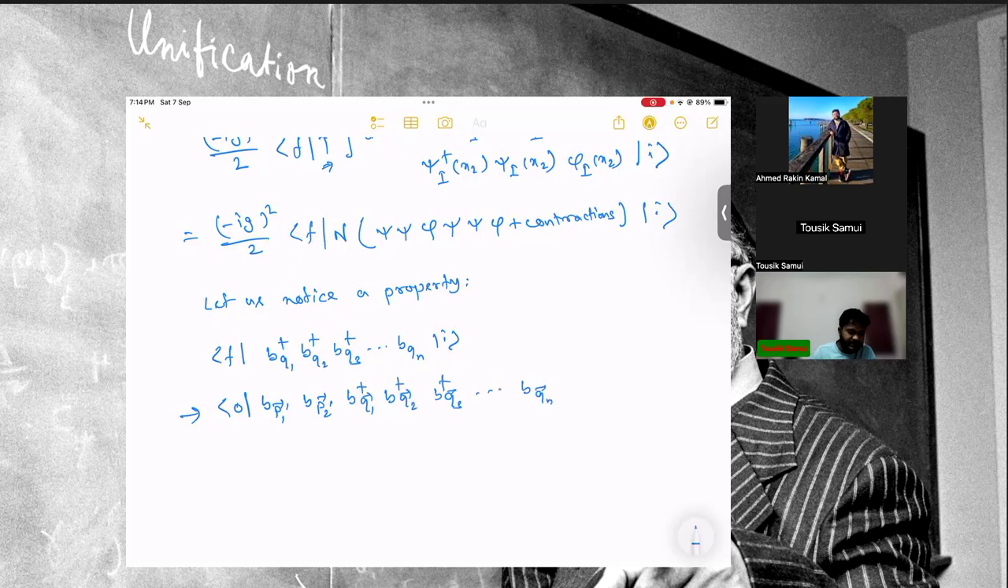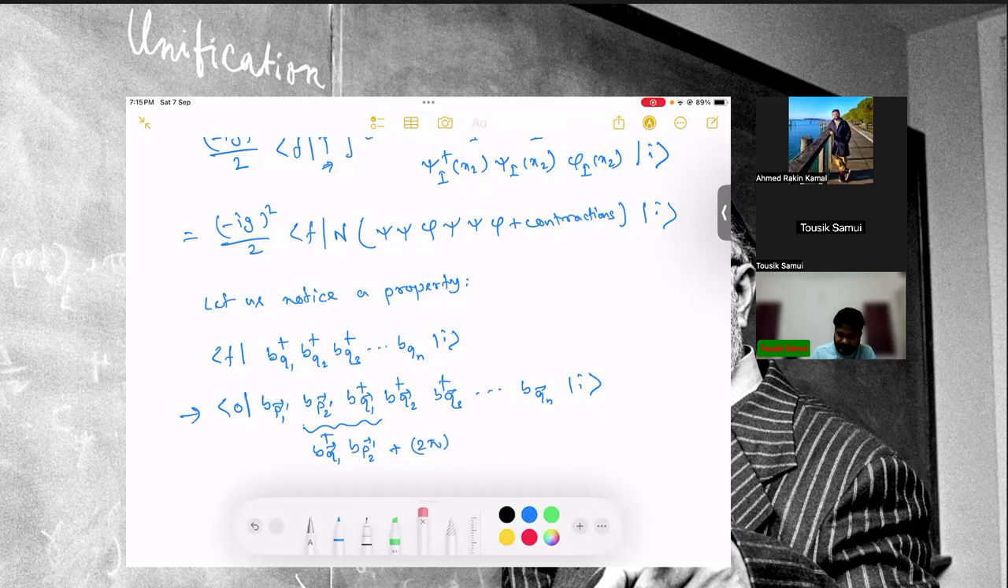Right, so let us for the moment take I to be as it is. Now if we apply the commutation relation here, it will become b_{q1} dagger b_{p2}, plus the delta function. Let me write it in a shorter notation.